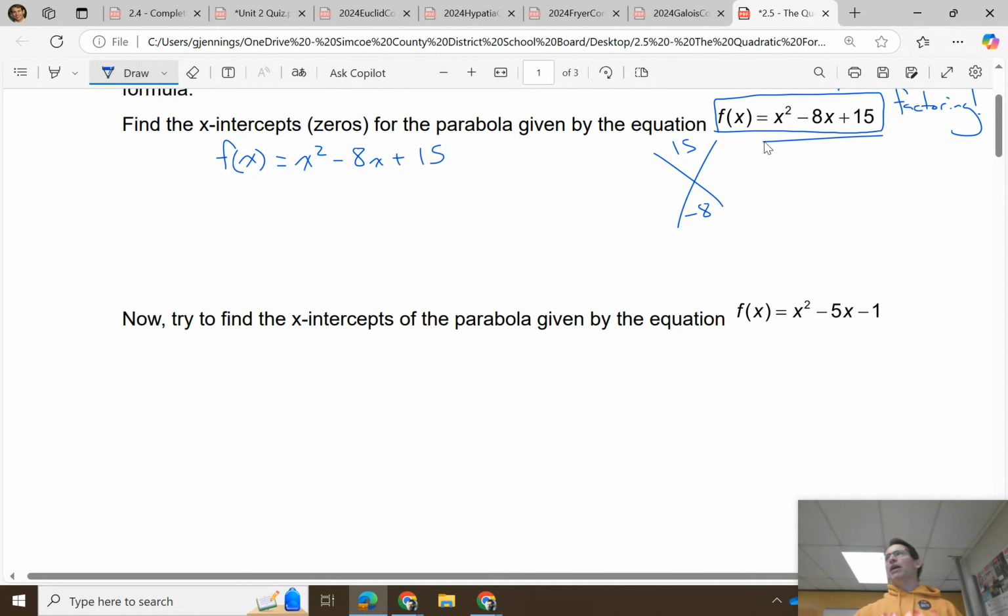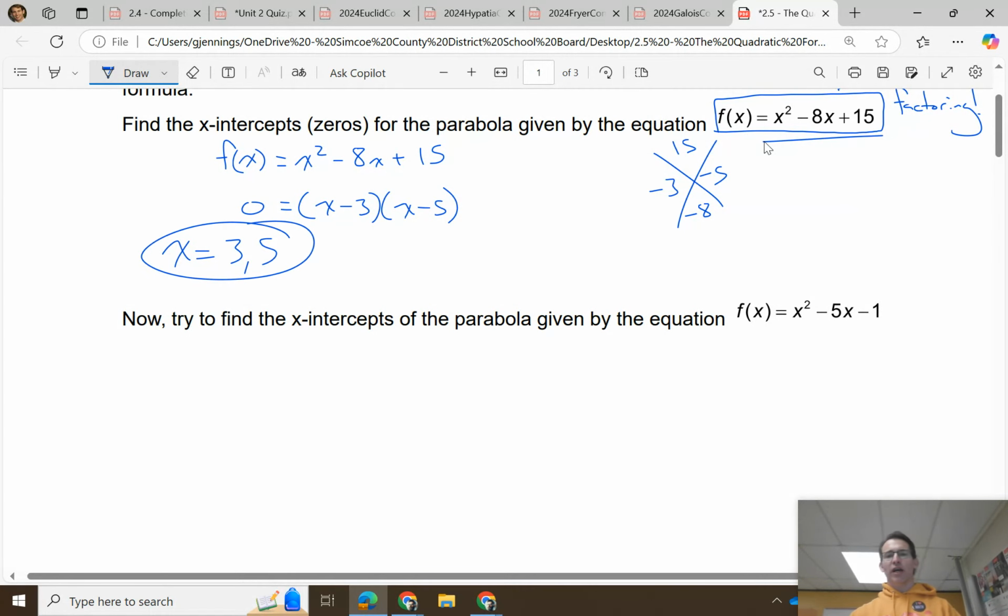What magic numbers multiply to positive 15 and add to negative 8? 3 and negative 5. So we could rewrite this as x minus 3 times x minus 5. If we set f of x equal to 0, what values of x make this true? 3 and 5, very good. So there's our two values of x.